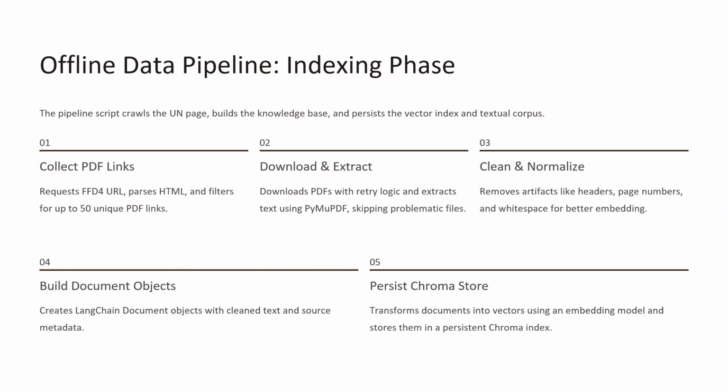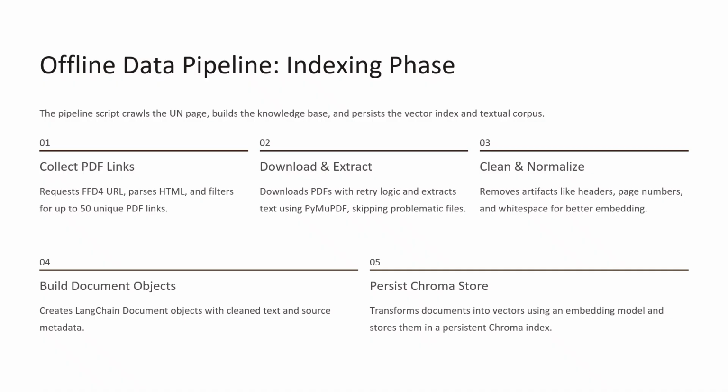So coming to the brief overview of the offline data pipeline and the online data pipeline. So this indexing phase. Now let's look more closely at the offline indexing pipeline, which prepares a knowledge base. First it collects the PDF links, then it downloads and extracts the PDFs with retry logic, so transient network issues don't kill the run.